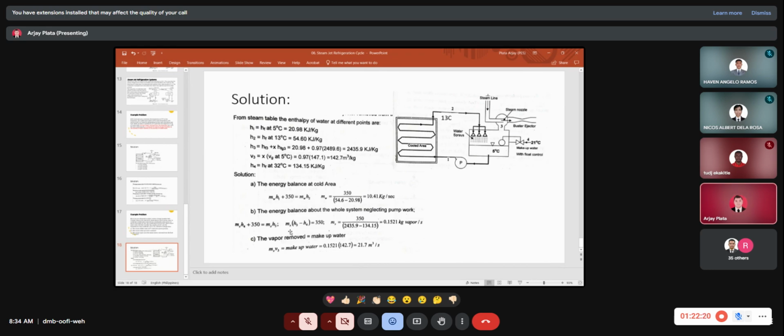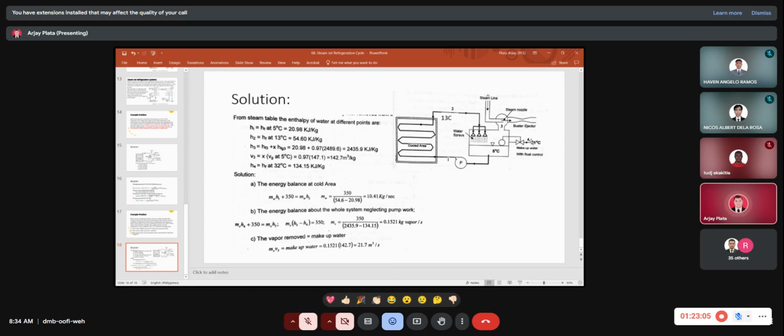So energy balance about the whole system neglecting pump work. So we have buong system na to. So energy coming in is mass flow rate nung steam times H4. So condenser ito, H4. HF at 32 which is 134.15 plus yung ating refrigerating effect equals mass flow rate ng ating steam H3. So H3 yung lumalabas ng flush tank.